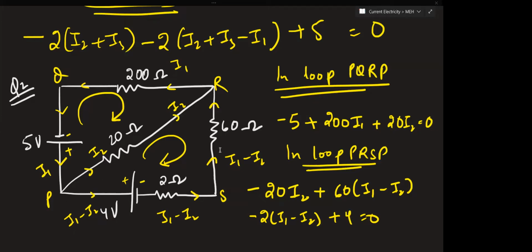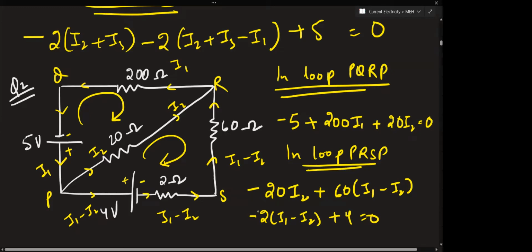In the PRSP loop, this loop from S to P, yes, we are going in the opposite direction. So I've written negative. Oh, yes, we are going in the opposite direction, so this will be plus. Thanks, Fahad.